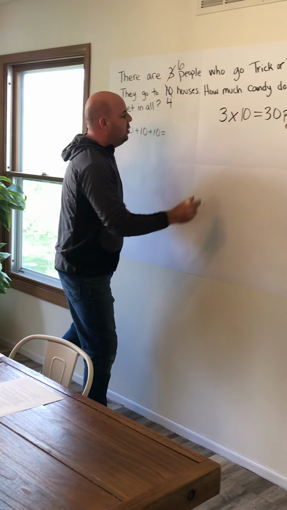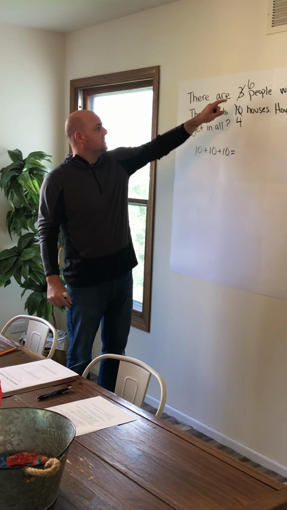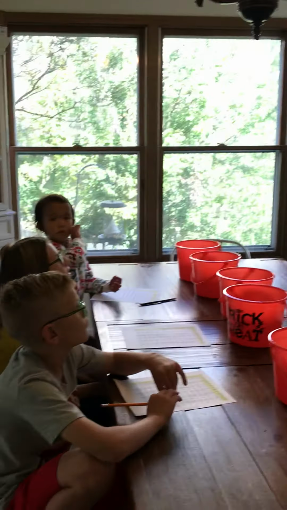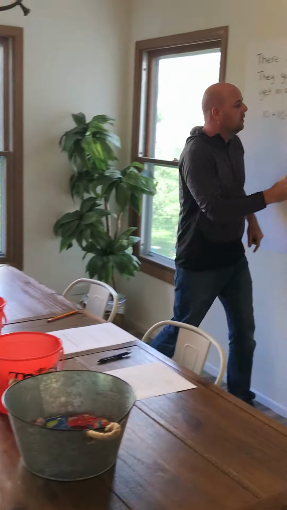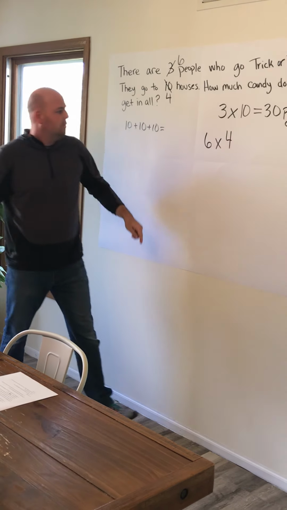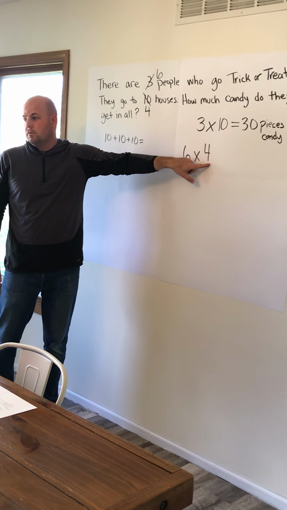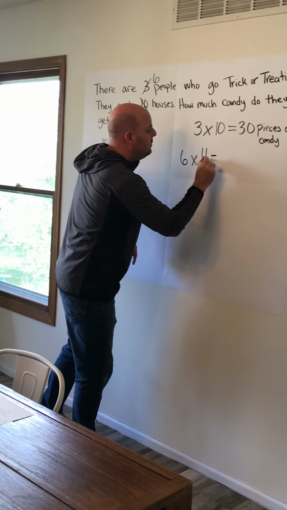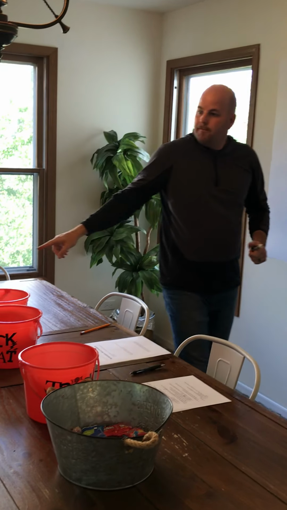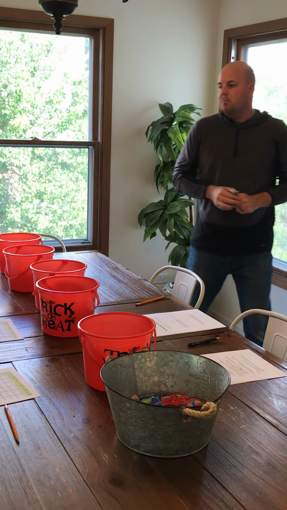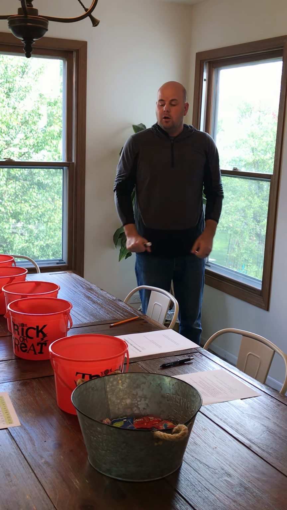Okay? So our new equation is going to be what? Do you know the answer, Alexis? 6 times 4. Very good. And then let's remember, 6 groups of 4. Does that make sense? Our group equals our bucket. And we're going to imagine 4 pieces of candy in each bucket because everybody only gets 1 piece of candy at a house.